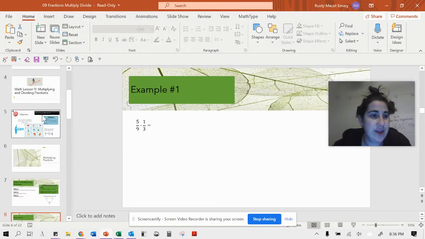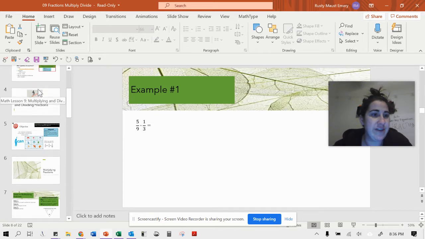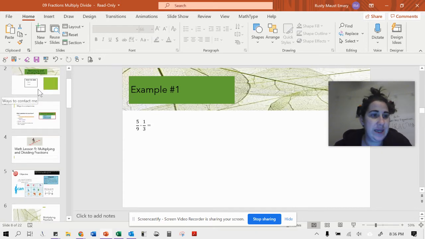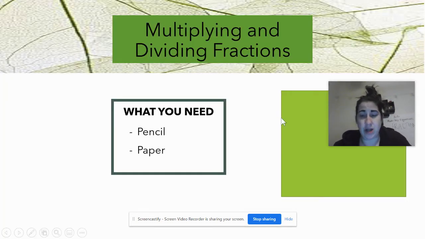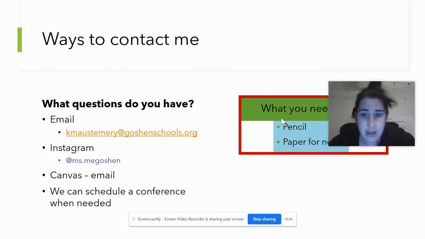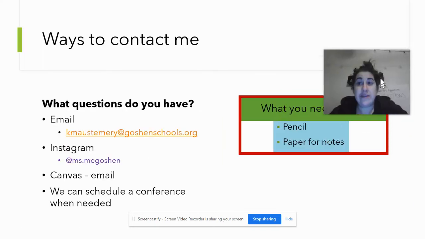Today, we are talking about multiplying and dividing fractions. So you do need a piece of paper and a pencil, because if you are not copying these down while you're watching, it's so much easier if you have this down on a piece of paper that you can check instead of going back to the video, okay? So please take notes. You can always email me if needed.